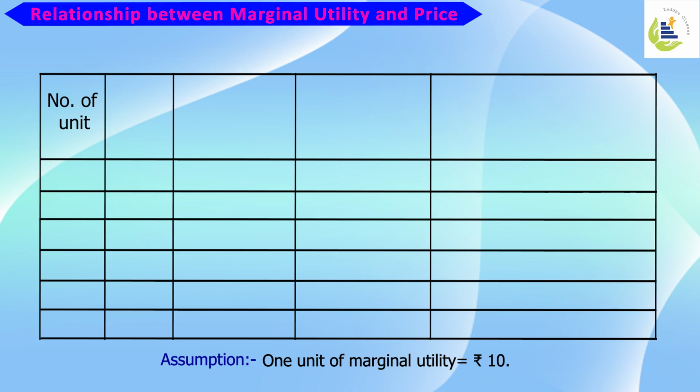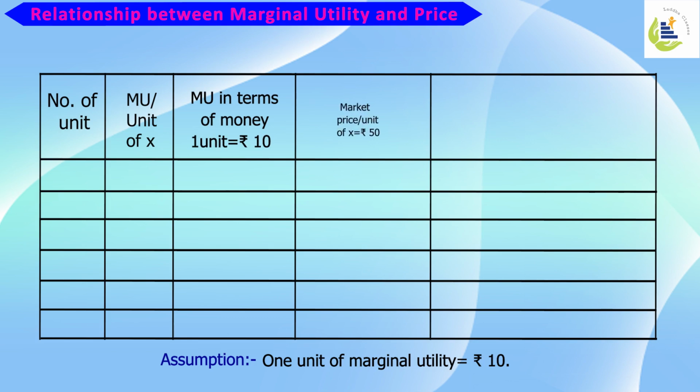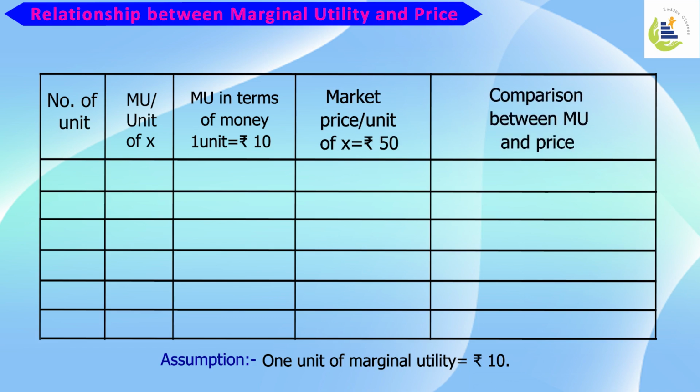The second column talks about the marginal utility derived from that many units purchased. The third column will talk about the marginal utility in terms of rupees. The fourth column will talk about the price per unit of a commodity. The fifth column will talk about the comparison between marginal utility in terms of price and the price of the commodity.